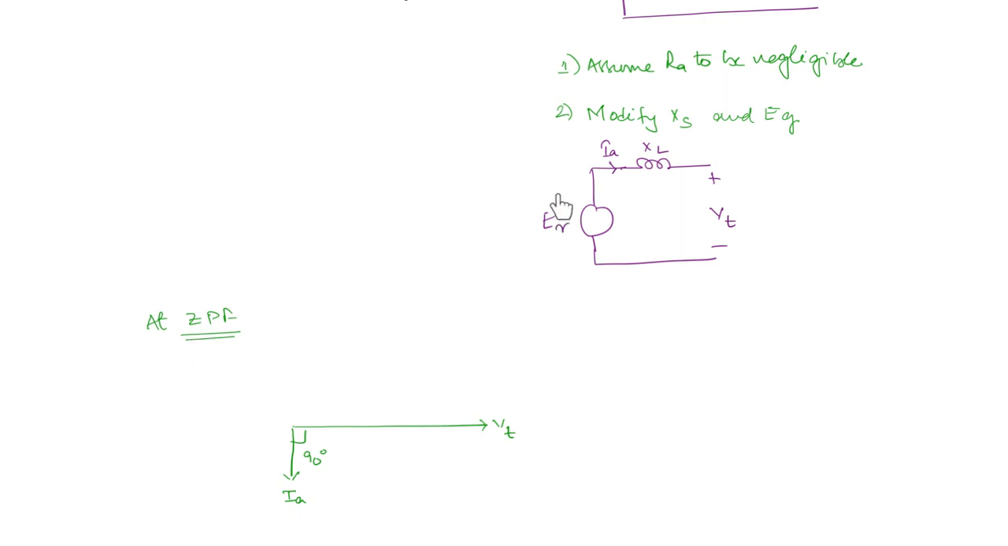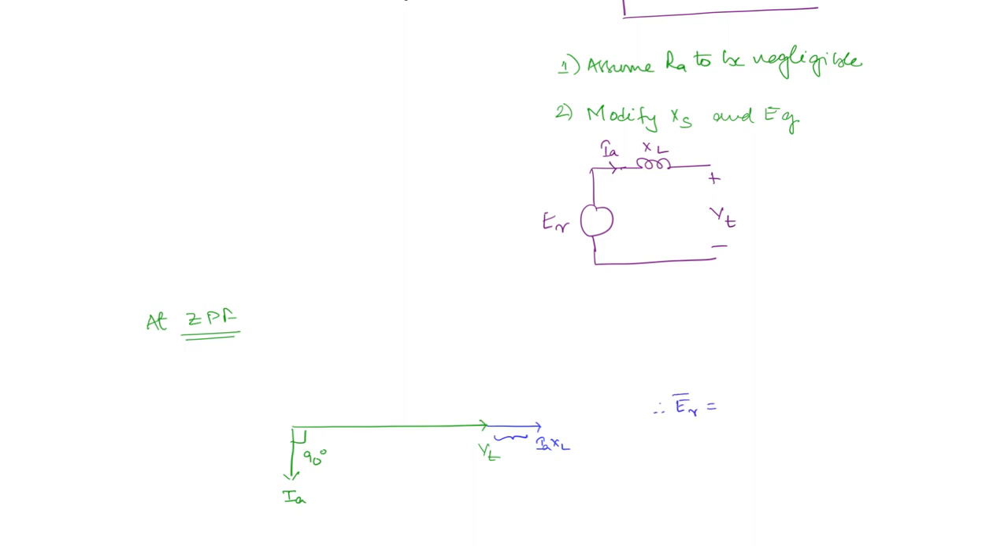Now what will be ER? It is the addition of VT and the drop across the reactance. So you can write VT here. The drop across the leakage reactance will now be leading this current by 90 degrees, because it is a pure reactance. So you are going to have IAXL like this, only this part is IAXL. From here you are going to get ER.